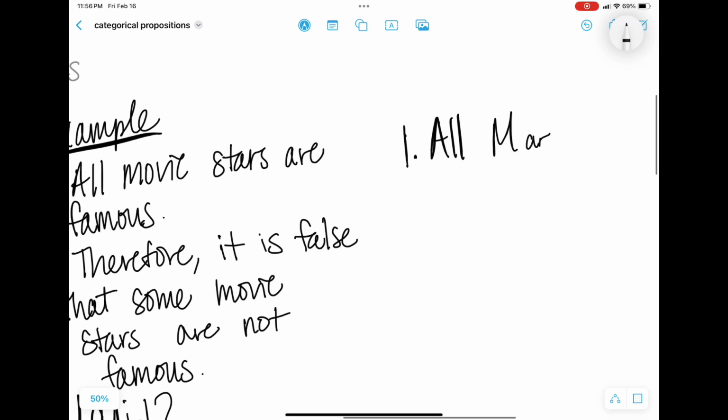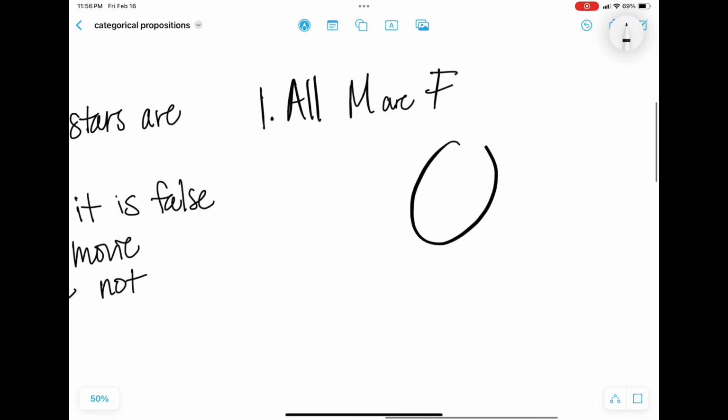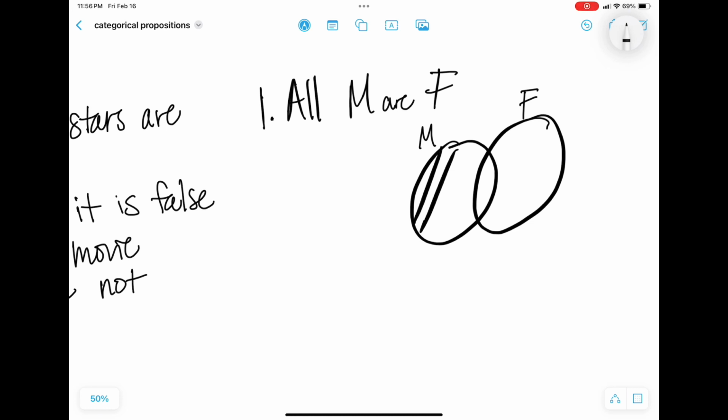First, let's symbolize them. Premise 1 says all M are F. The conclusion, let's diagram all M are F first. So all M are F is going to mean the M region that's not F is going to be shaded because that region is going to be empty. Okay, what's happening in premise 2?